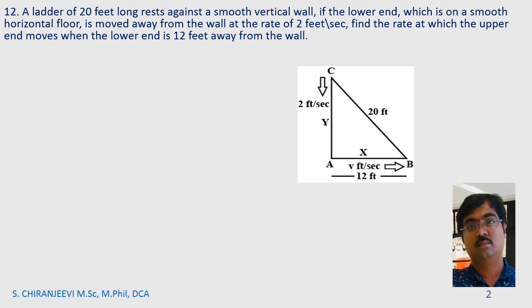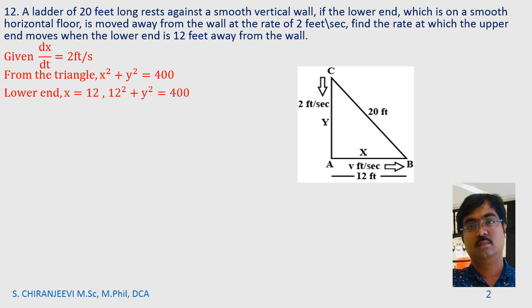See, here the ladder is 20 feet, so BC will be 20, AB will be x and AC will be y feet. Given dx by dt equal to 2 feet per second, from the triangle x square plus y square equal to 20 square, which is 400. Lower end x equal to 12, so 12 square plus y square equal to 400. So y square is 400 minus 144, which is 256. So y equal to 16.